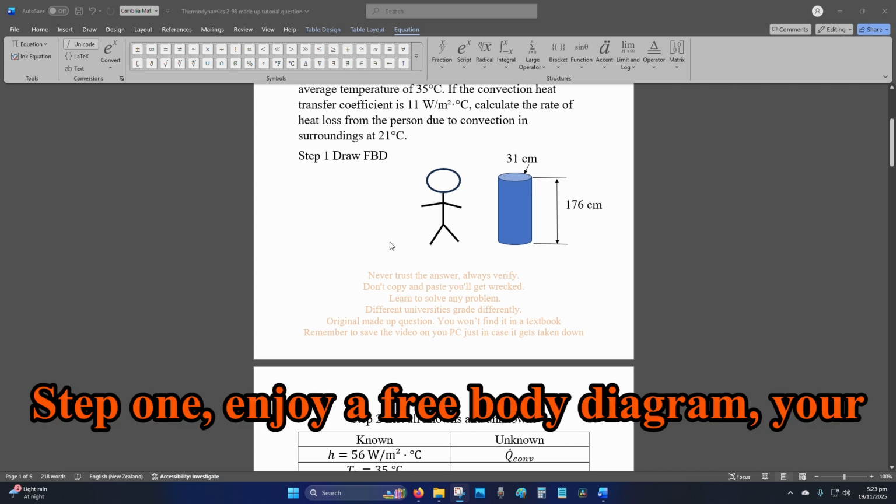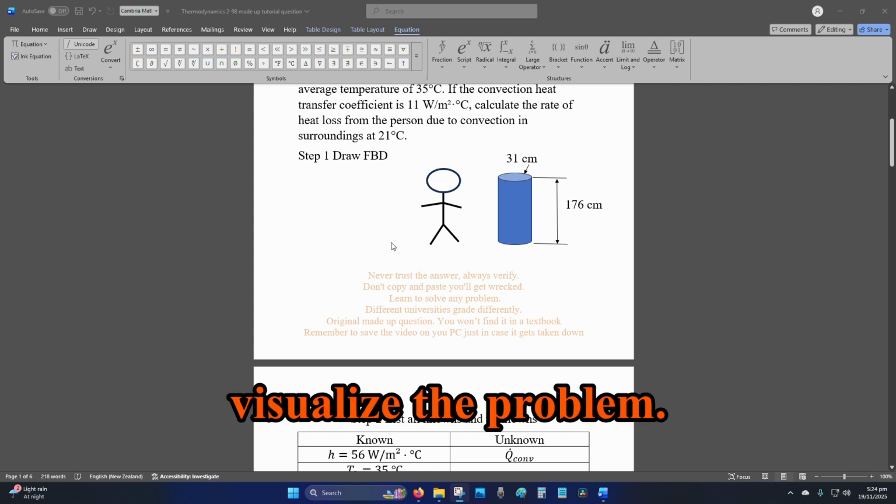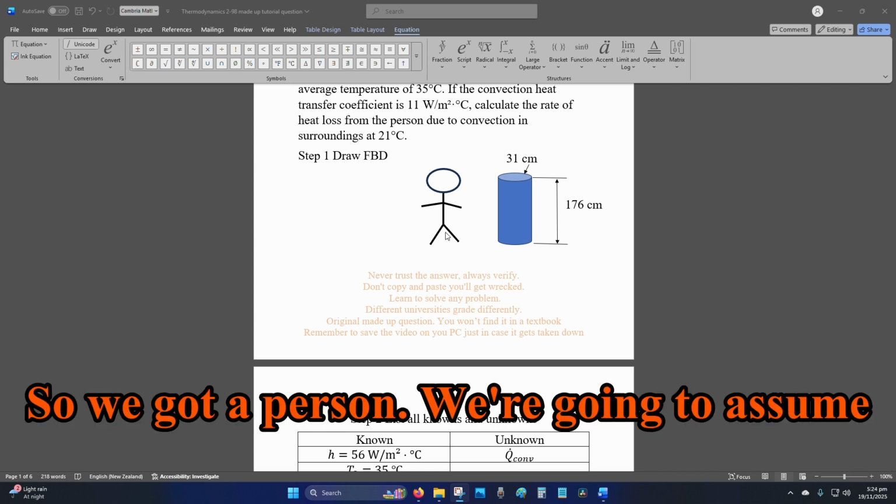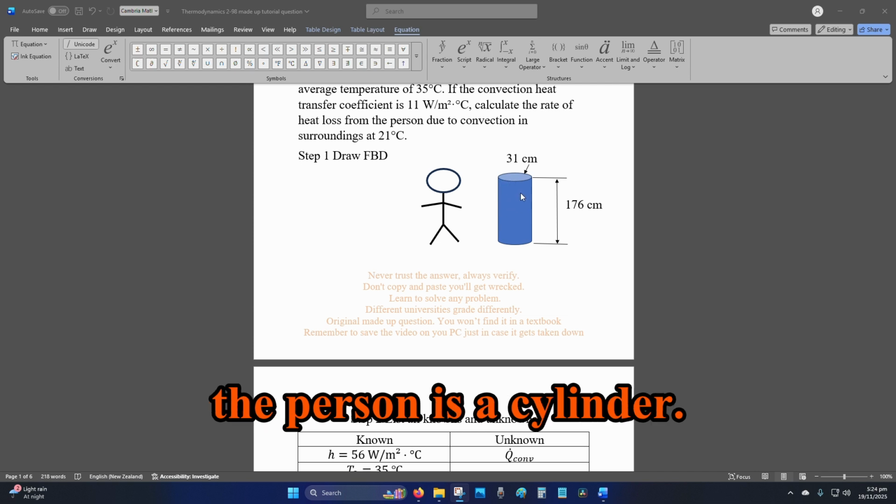Step 1, draw a free body diagram, your FBD. This will help you visualize the problem. So we got a person. We're going to assume the person is a cylinder.